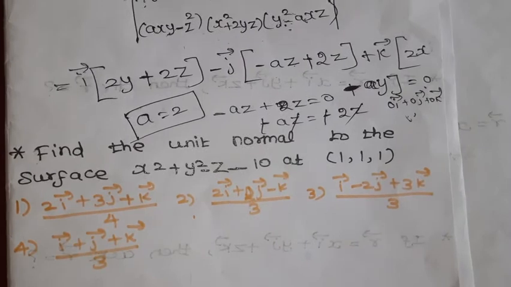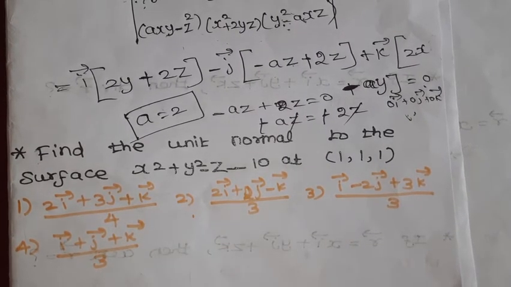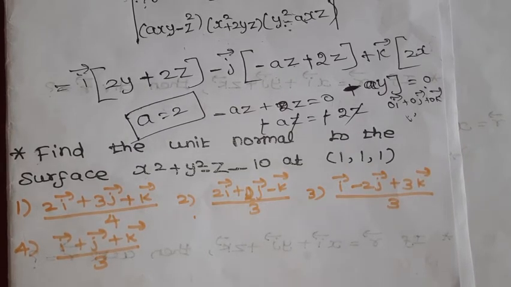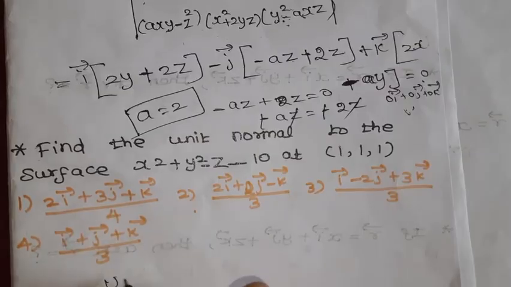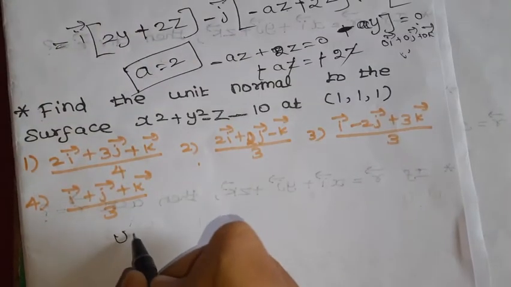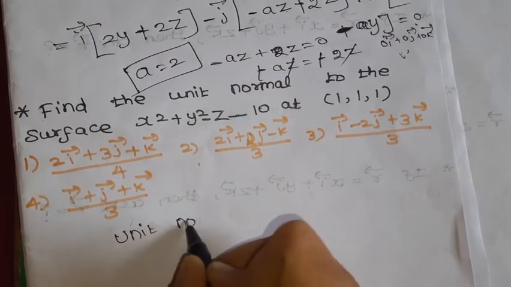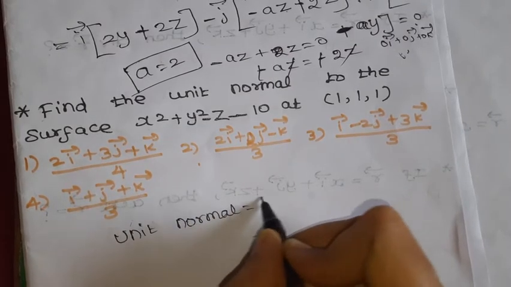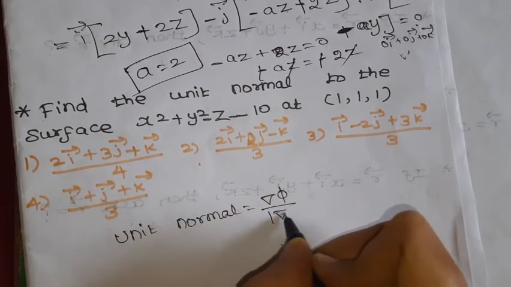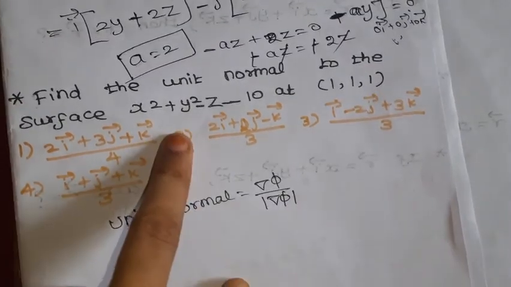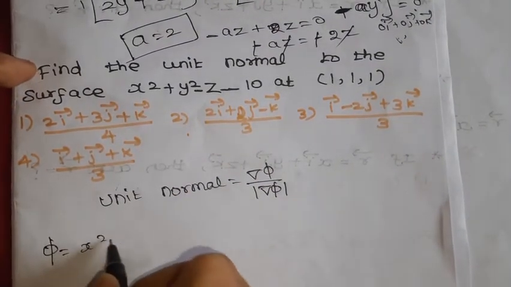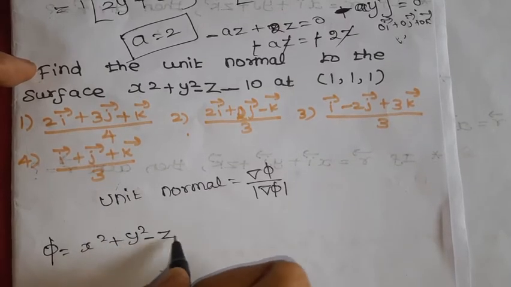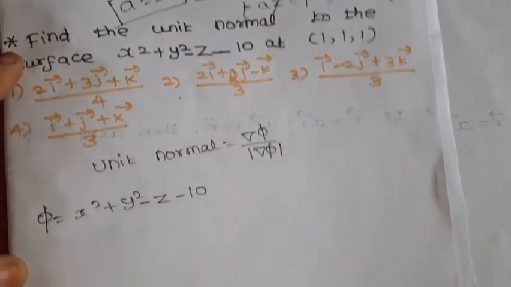Then we'll move on to find the unit normal to the surface x squared plus y squared minus z minus 10 at 1 comma 1 comma 1. So what is the unit normal? The formula to find the unit normal is del phi divided by modulus del phi. So take this given value as phi: x squared plus y squared minus z minus 10. So this is the phi value.